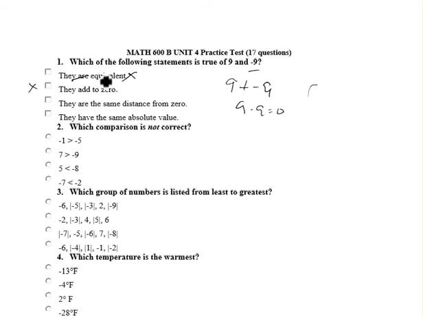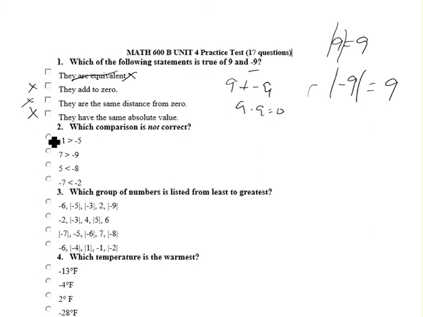They are the same distance from 0. Yeah, one is 9 to the left and one is 9 to the right. So the same distance. They're both 9 units from 0. That's true. And they have the same absolute value. Yeah, the absolute value of 9 is 9. Let me put my absolute value bars. And the absolute value of negative 9 is 9. Absolute value strips away any negative. So the last three are all true.